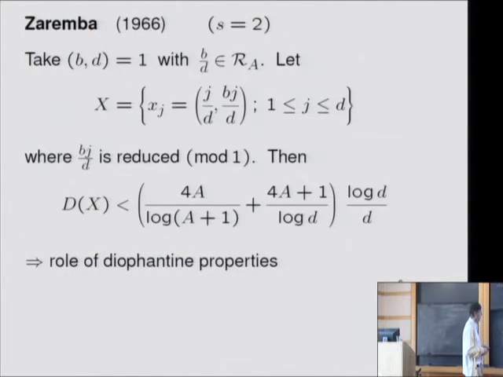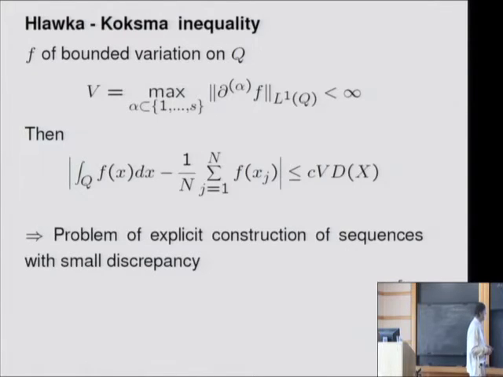So S was... Where is there an S? Let's see. What is this? Is there an S? I don't see. The maximum for alpha 1 to S.